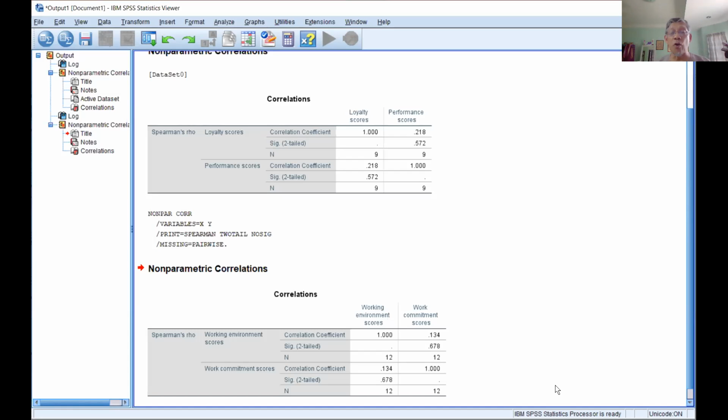Okay, now, based on this output, we know that this is the output for Spearman rho. Why Spearman rho? In the first place, it indicates here in the title, nonparametric correlation, and it also indicates in the table Spearman's rho, so you know that this is Spearman, not Pearson product moment correlation. Based on this, the possible question to be asked, question number 1, Sandra: what are the two variables in this analysis? Work environment and work commitment.